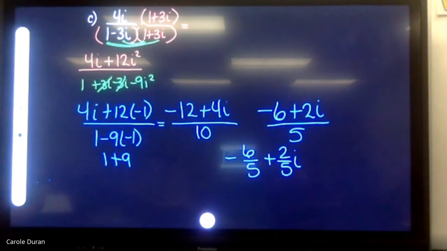Questions, concerns, or issues on that one? D is just like it, except you'll have to FOIL the numerator and the denominator on that one.